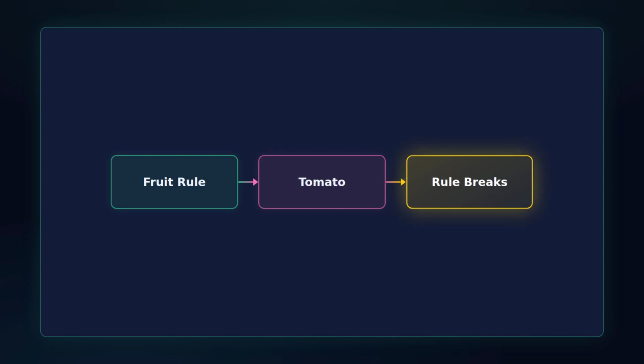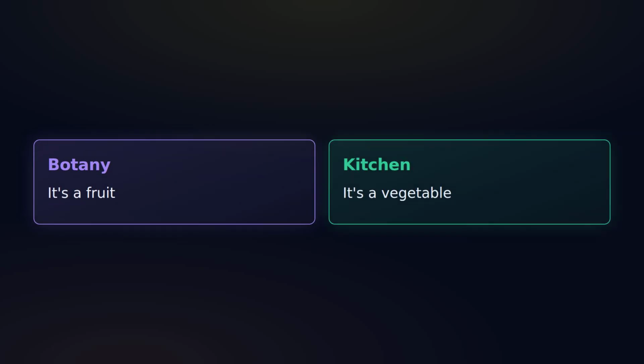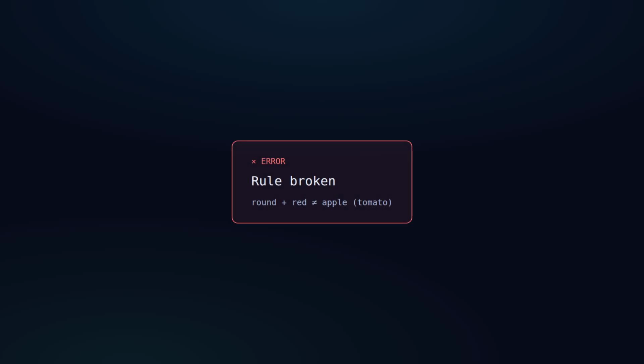Hand that same fruit guesser a tomato and watch your entire rulebook fall apart instantly. Is a tomato a fruit or is it a vegetable? Depends entirely on who you ask. Botanically, it's a fruit. In every kitchen on the planet, it behaves like a vegetable. Your rule said round, red, and shiny means apple. The tomato broke that instantly, on contact.